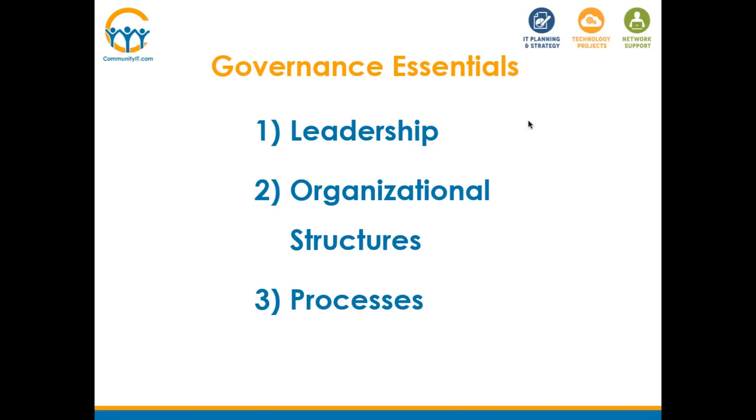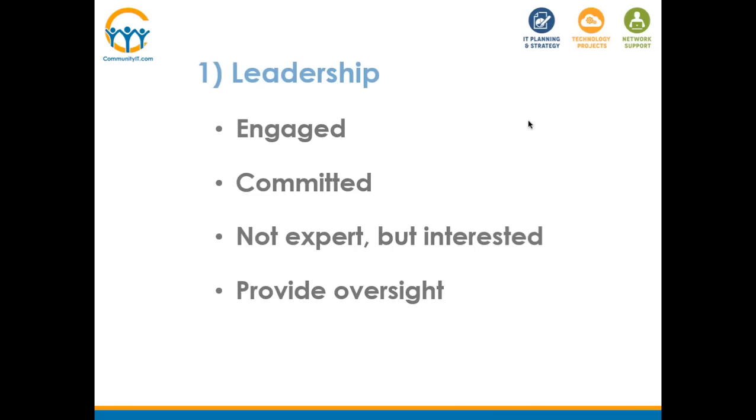So these are some of the essentials. These are the three essential ingredients that are needed for IT to be effective and for IT governance to be in place. So 1, leadership, 2, organizational structures, and 3, processes. And by leadership, I mean that the leadership of the organization is engaged at some level in IT, is committed to the success of IT, and is interested, not necessarily expert in technology, but is interested in how technology can help and positively affect the organization.